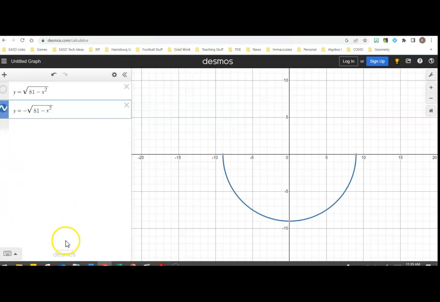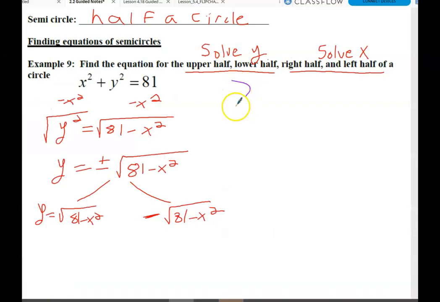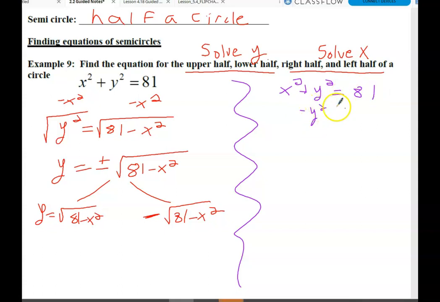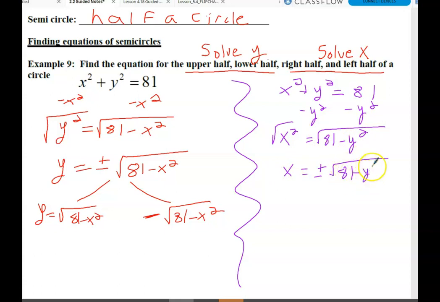So now we can go back over and look at the left and right half, and I think you can probably figure out which one's going to be which when we solve for x. In the same process, we solve the same exact equation for x. I start off by subtracting y squared from both sides, and I get x squared equals 81 minus y squared. I take the square root of both sides again to get x by itself, and I get plus or minus the square root of 81 minus y squared.